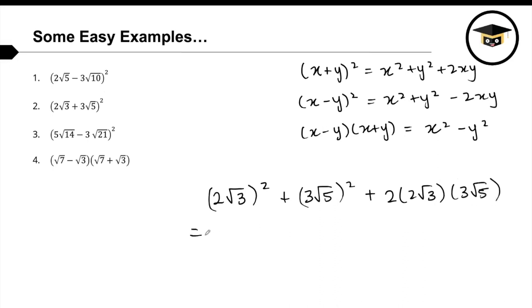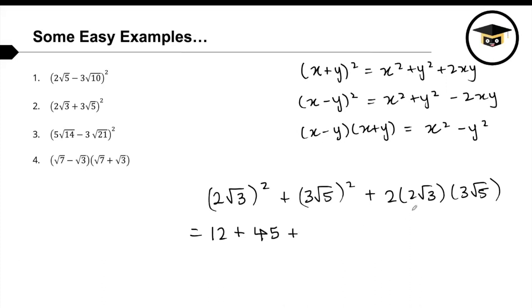So now we're going to simplify. Square of 2 is 4. Square of root 3 is 3. So that just gives us 4 times 3, which is 12. Plus, we have square of 3, which is 9. Square of root 5, which is 5. 9 times 5 is 45.